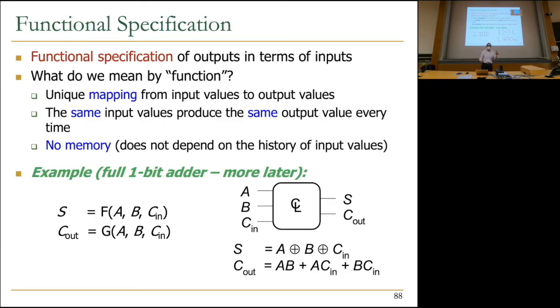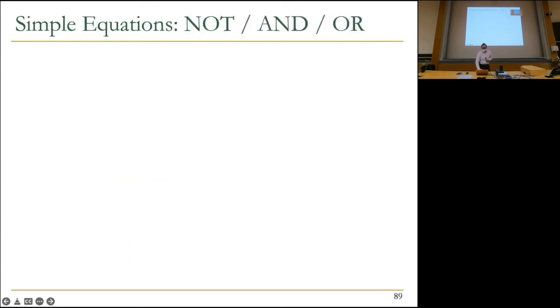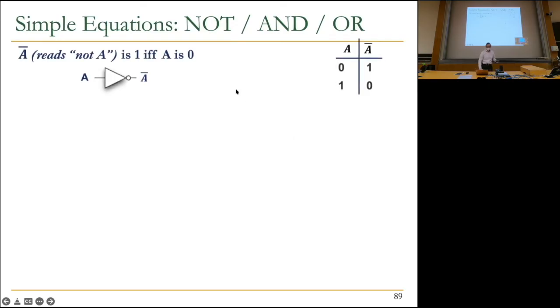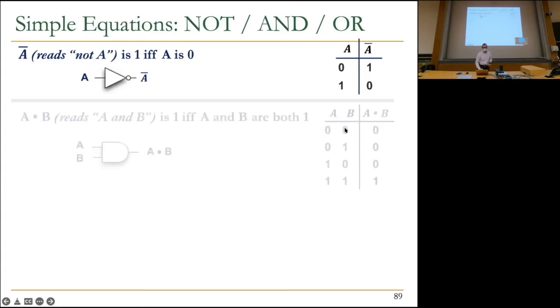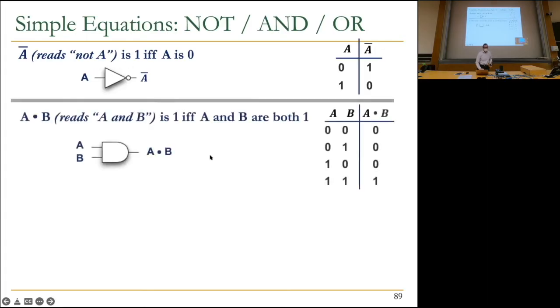We're talking about binary over here, right? 0 or 1. We're not talking about decimal. So let's take a look at these simple equations: not, and, or. We've already discussed this basically. A bar is the output, and you get the not of A. The output is 1 if and only if A is 0, and you can see the truth table, kind of obvious. A and B: again, the output is 1 if and only if A and B are both 1.